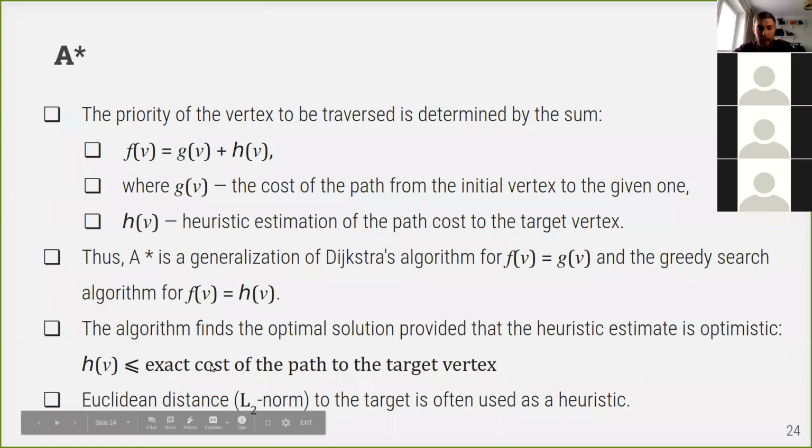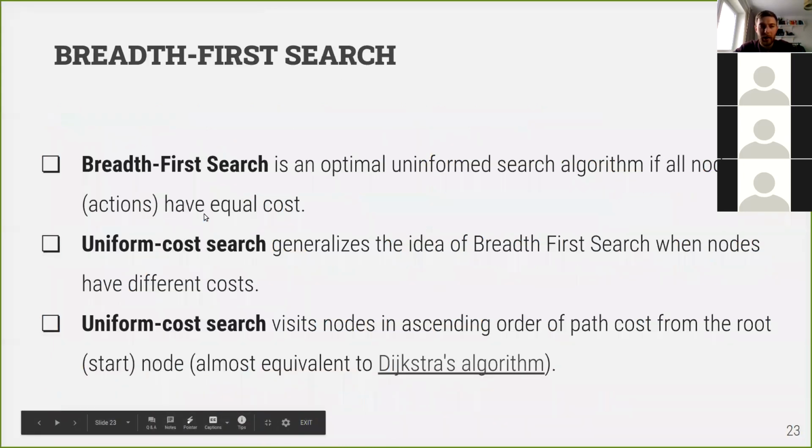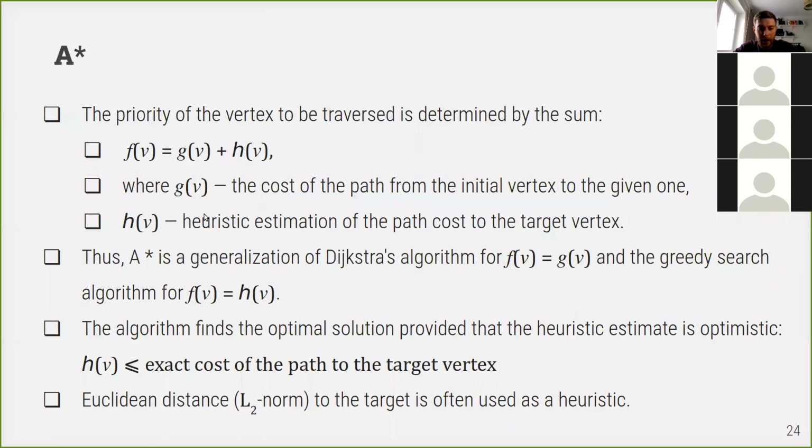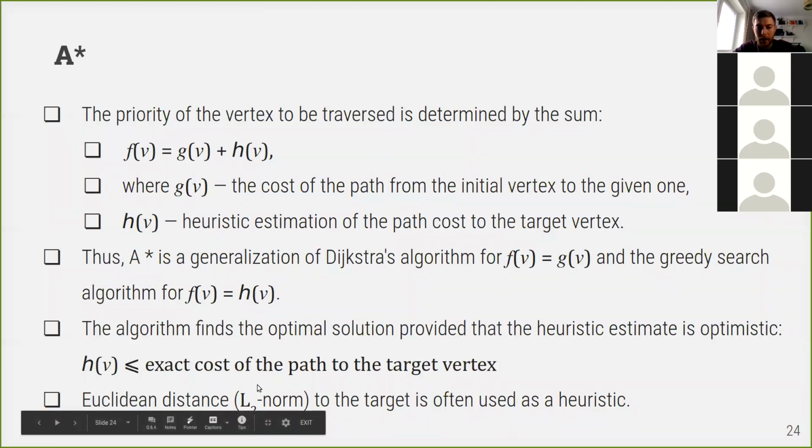We will see that this heuristic, for A star to be optimal, has to have a special property. So this H of V has to be smaller or equal to the exact cost of the path to the target vertex. What does it mean for us? It means that if we can guarantee that our heuristic is smaller than the real cost, then A star will find an optimal path.